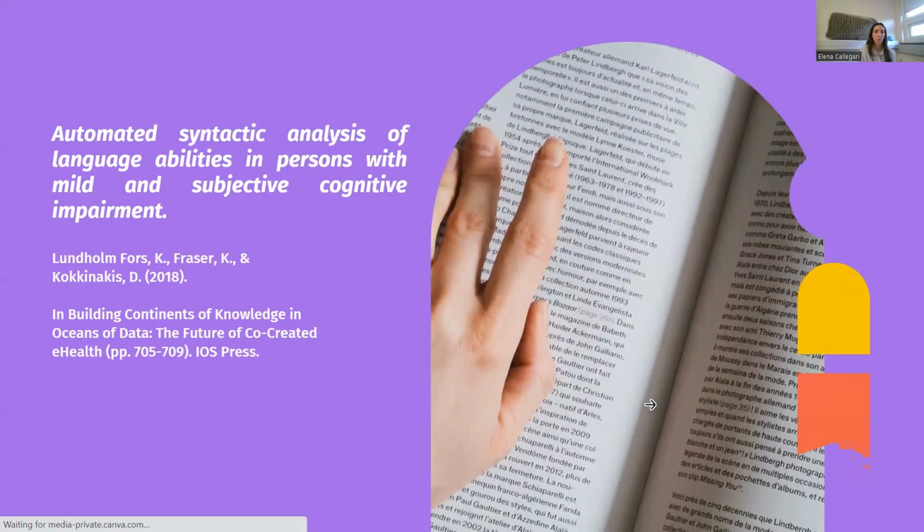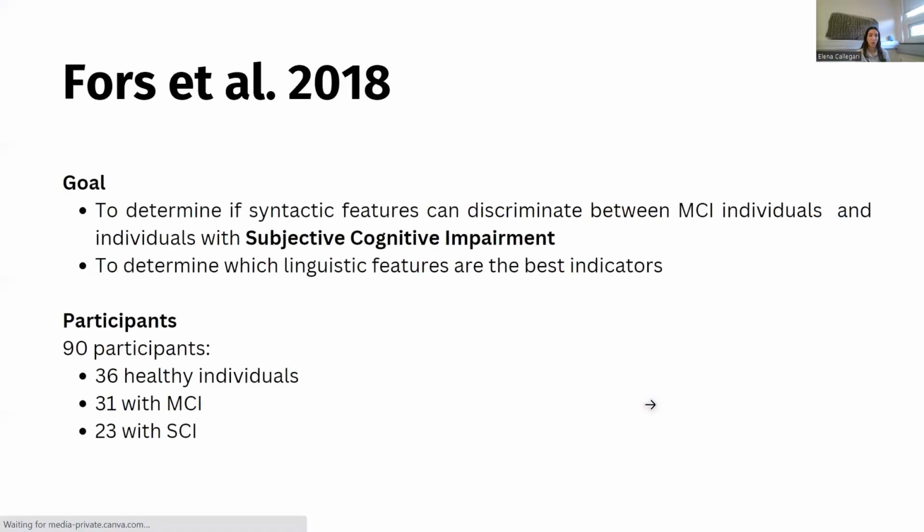All right, so automated syntactic analysis of language abilities in persons with mild and subjective cognitive impairment. I'm going to skim through this very quickly because I'm running out of time. This is the second study that I wanted to go through, and it's a study processing Swedish conversation. And it's also dated 2018. So what they were doing in this study is they wanted to see if syntactic features, so not just any kind of linguistic feature, but syntactic features specifically, could discriminate between individuals with MCI, so mild cognitive impairment, and individuals with subjective cognitive impairment.